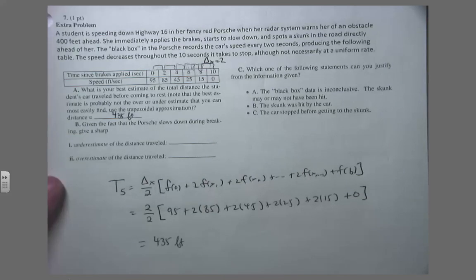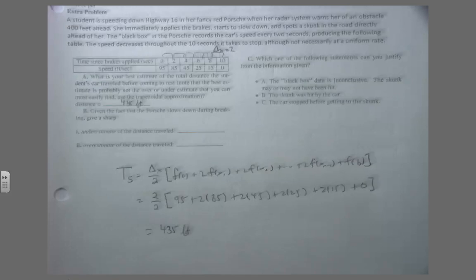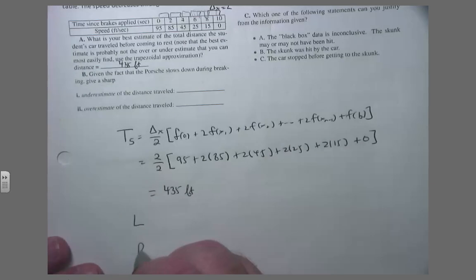Well, given the fact that the Porsche slows down during braking, and the braking is very sharp here, calculate the under and over estimate of the distance traveled. Remember, anytime you hear the word calculate from a Riemann sum perspective, over or under estimates, that's your left or right Riemann sum. Which one's which? I don't know until we do it. So just do the left Riemann sum and the right Riemann sum.